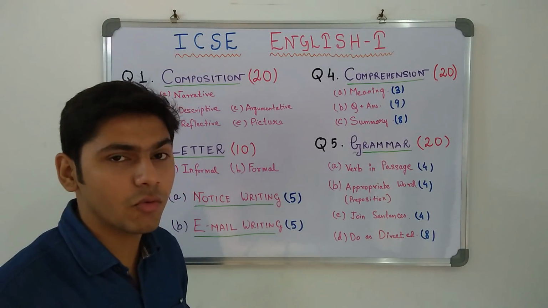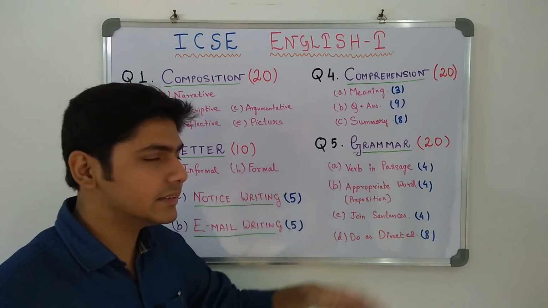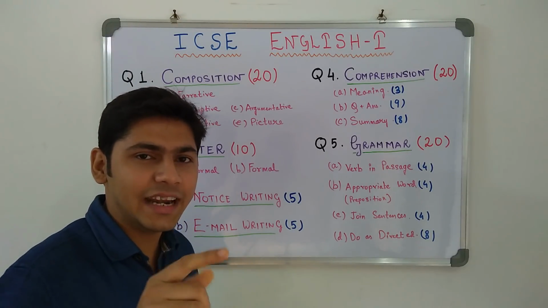Grammar, 20 marks. What type of questions come? A, verb in passage. A short passage will be given with 8 blanks.